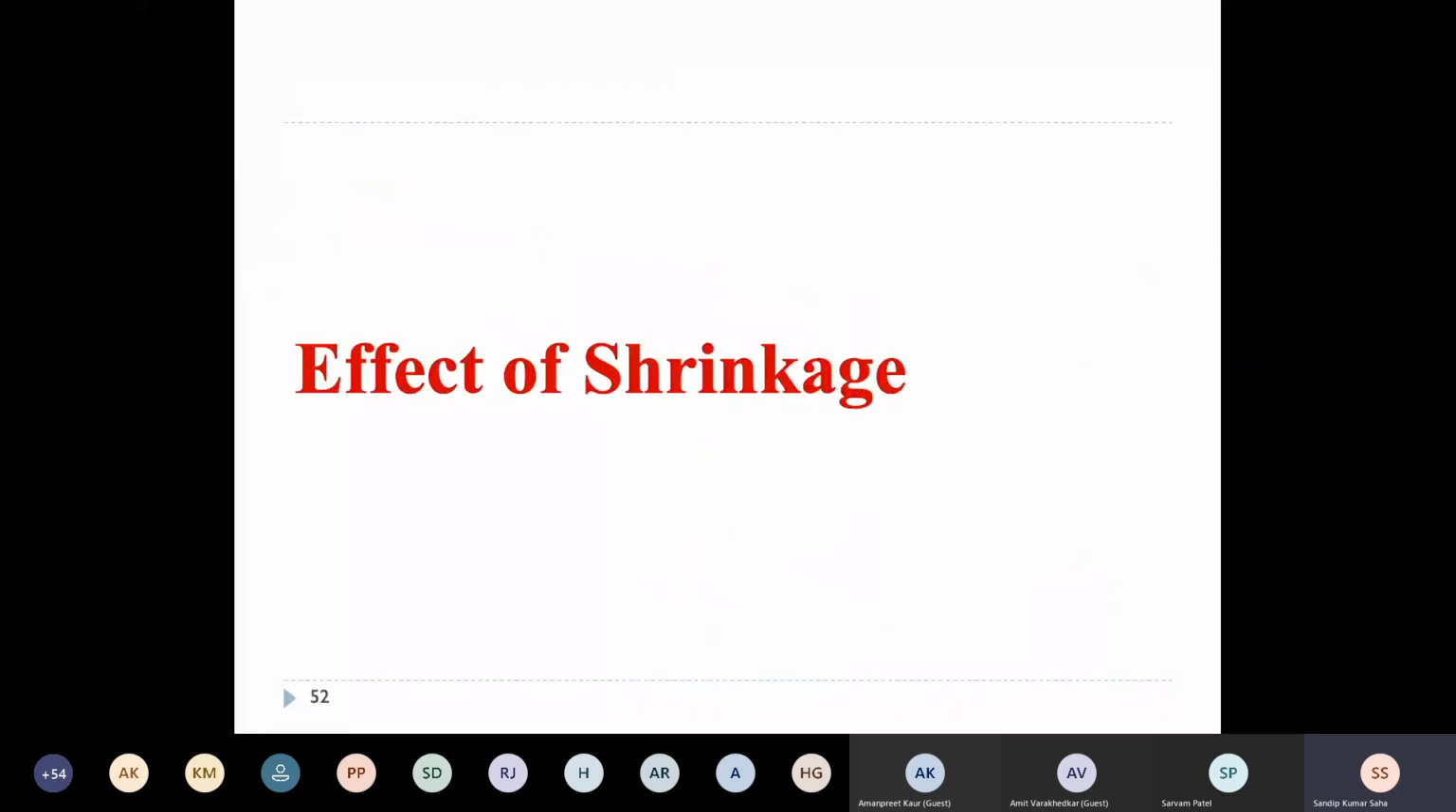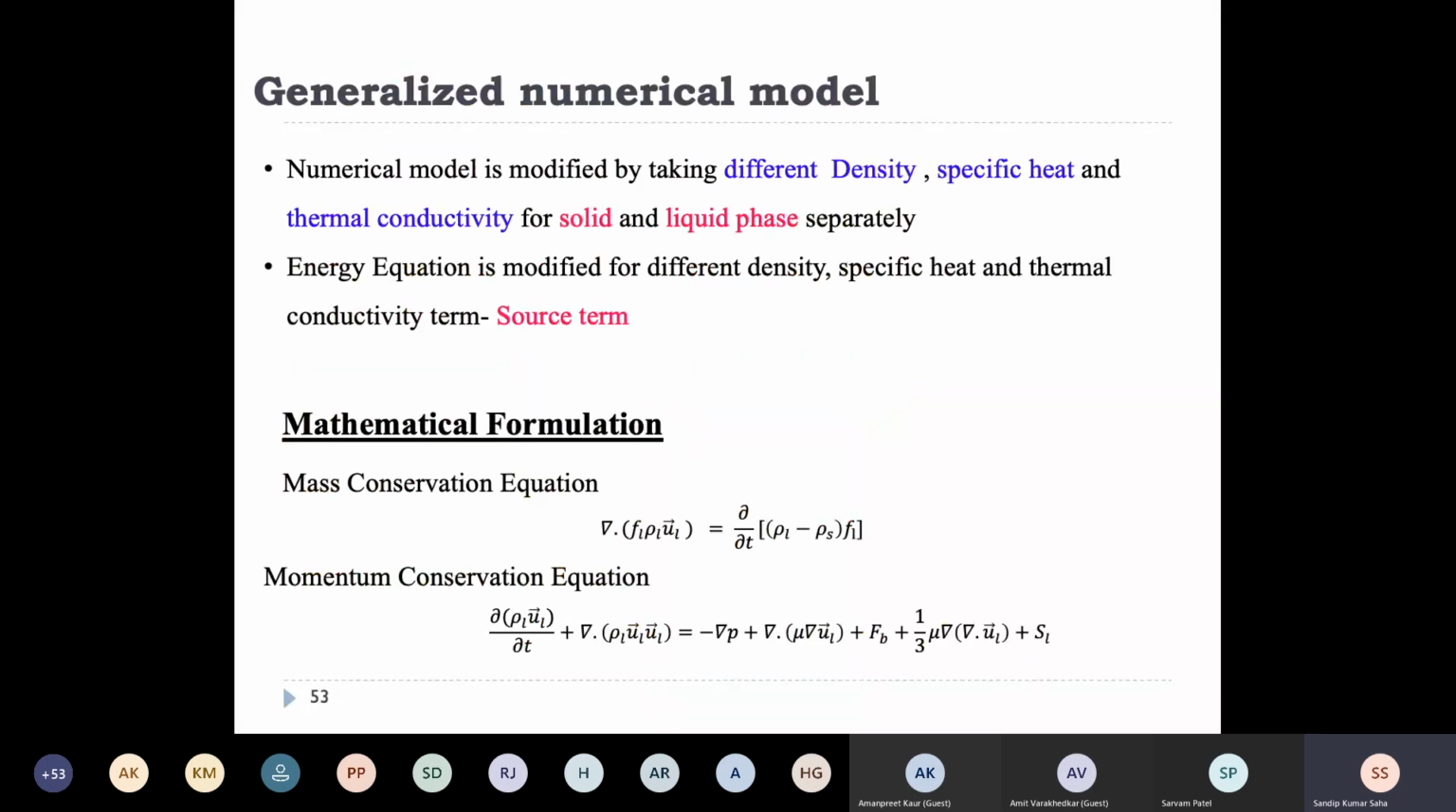Now, till now, whatever I told you is for the case without shrinkage. Now I will briefly tell you the effect of shrinkage. If you introduce shrinkage, then in the continuity equation, del u by del x will not be equal to 0. It will be equal to the difference between the masses, which is written here. So the mass conservation equation is written in this form. The momentum equation will be as it is.